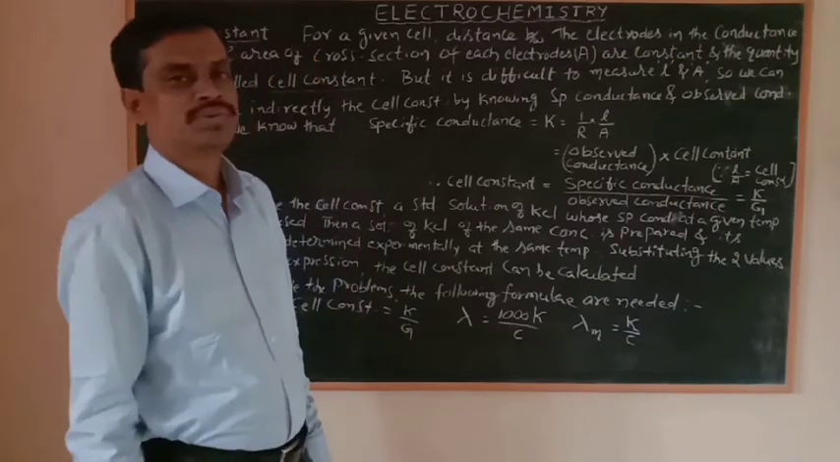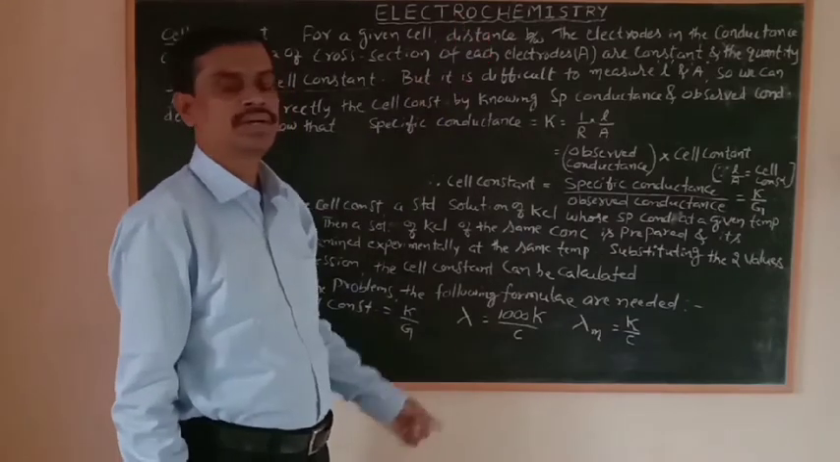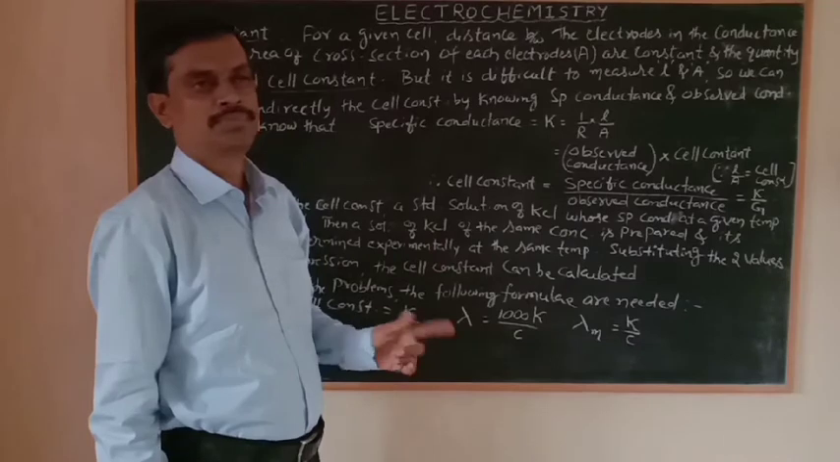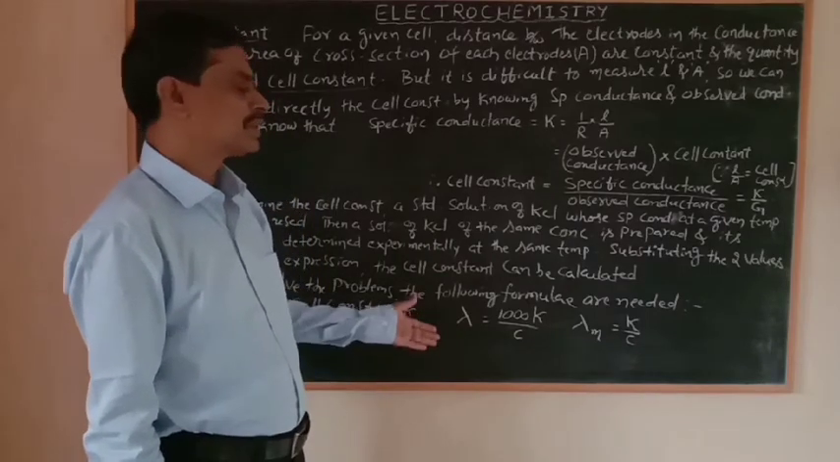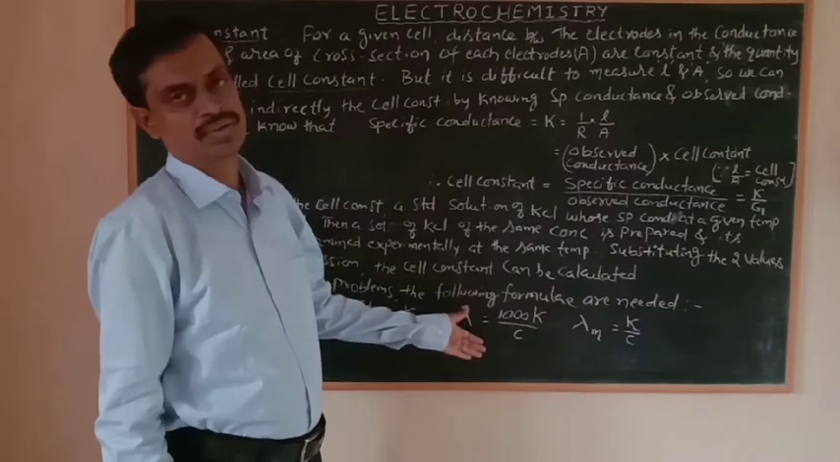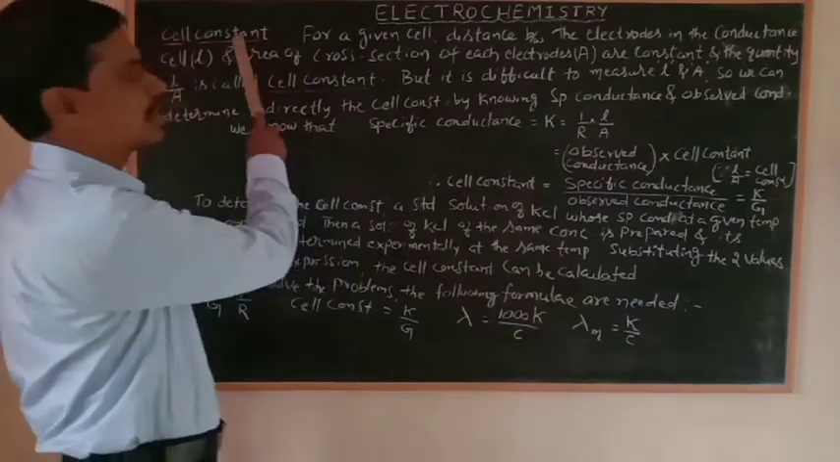In the previous class, we have studied some of the terms coming under electrochemistry. Among those, we have studied resistance of the solution, specific resistance and specific conductance, equivalent conductance and molar conductance. Now we are studying another new term coming under this. It is called cell constant.